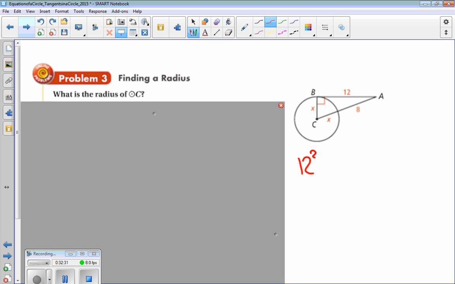12 squared plus x squared is equal to (8 plus x) quantity squared. And that's harder because that is not 64 plus x squared. If you remember from Algebra 1, you have to write that twice and multiply it out using FOIL. So it's going to take a little bit more algebra to deal with, and we'll finish it up next class, okay?